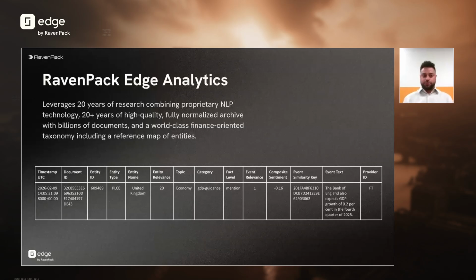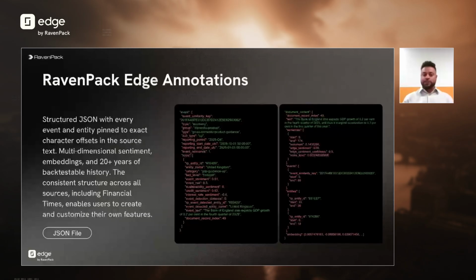So that takes me on to RavenPack annotations, and I can show you a quick example here. Again, this is just a little subset, but this is the schema that I spoke about before. It's a JSON database that includes embeddings. It includes all of our tags that we have for entities, for events, for sentiment. And we have a 20-year history here.